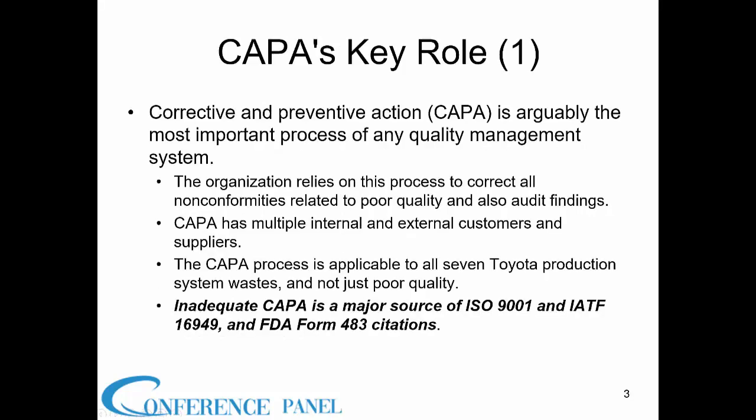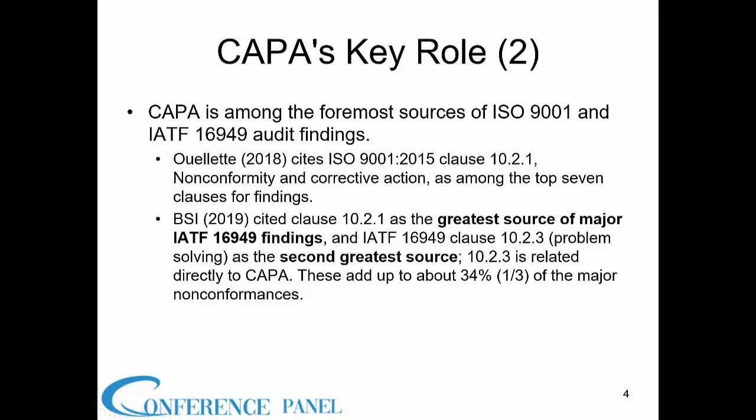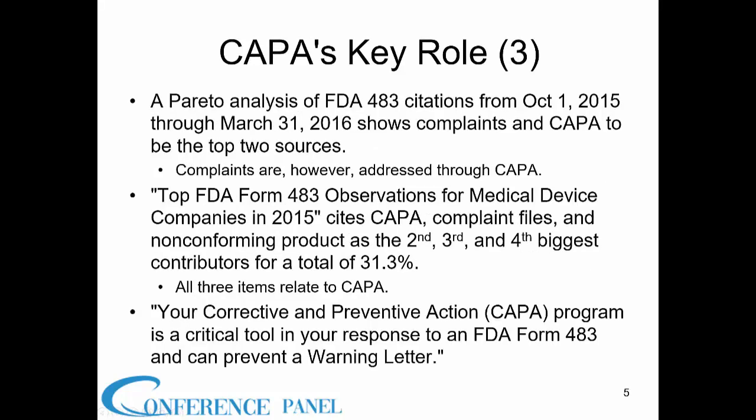CAPA's key role, corrective and preventive action, is arguably the most important process of the quality management system because the organization relies on it. It's among the foremost sources of audit findings. A Pareto analysis of FDA 483 citations shows complaints and CAPA to be the top 2 sources. However, complaints are addressed through CAPA.